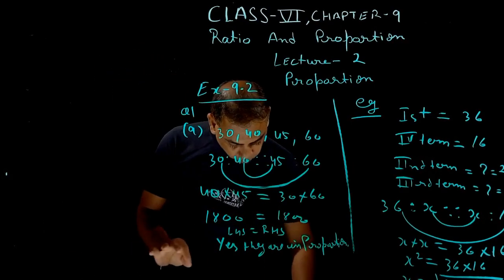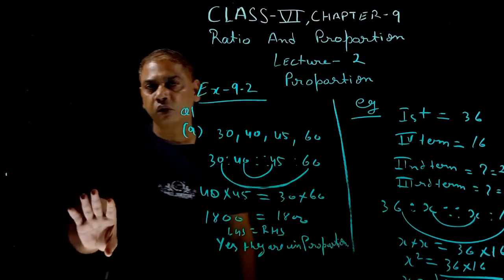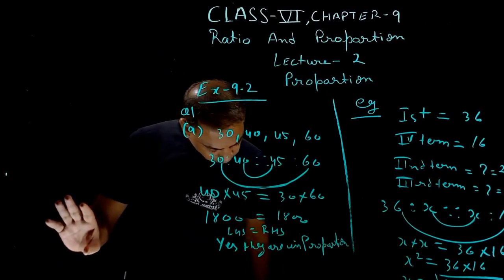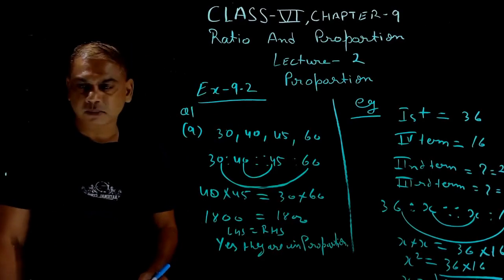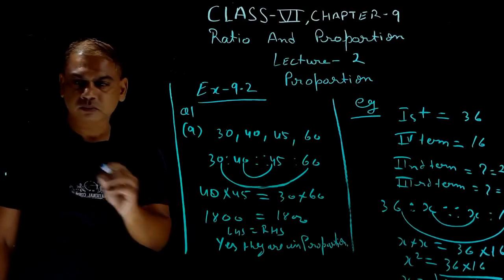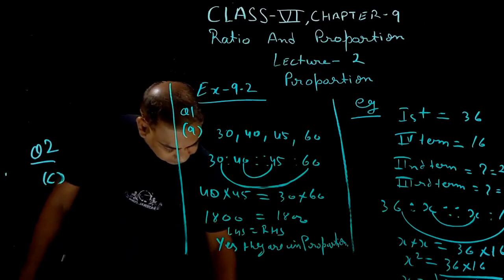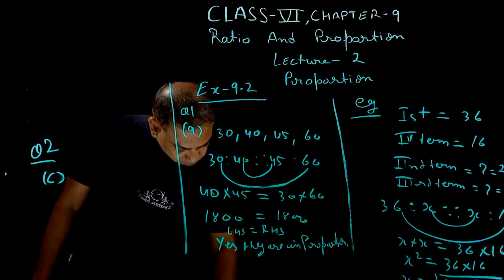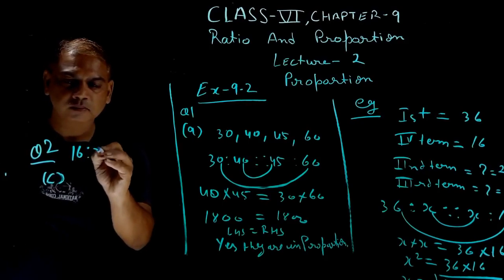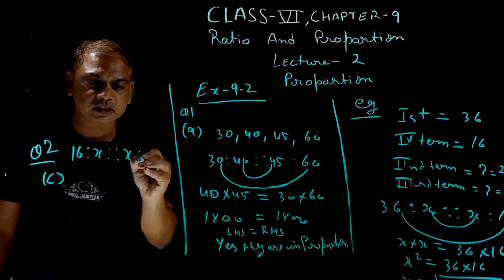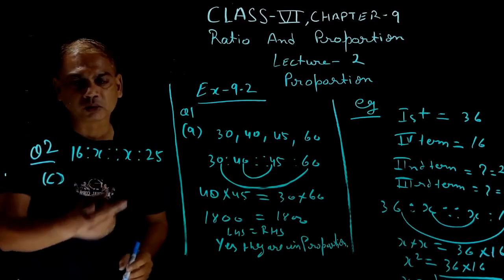Do all other parts of question number 1 on your own. Now come to question number 2. Find the value of x in the following. Question number 2, C part I am doing. 16 is to x, proportion x is to 25. You have to find out the value of x.